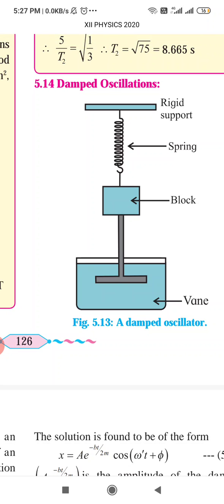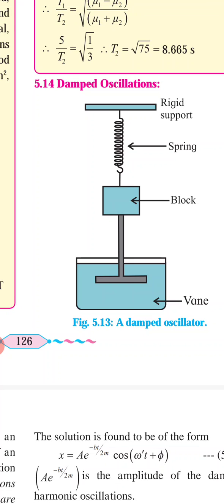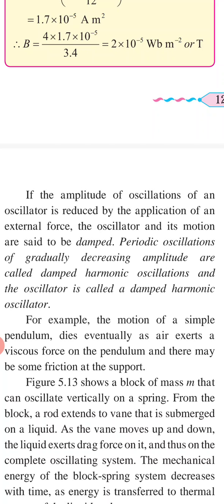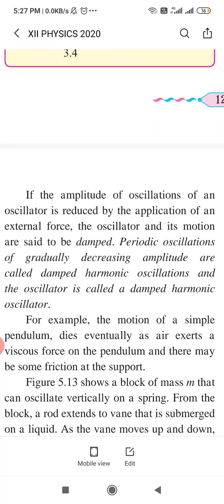So this is the rigid support, spring, block and vane. That is a damped oscillator. Now if the amplitude of oscillation of an oscillator is reduced by the application of an external force, the oscillator and its motion are said to be damped oscillation. This is nothing but your damped oscillation. An oscillator whose amplitude gradually decreases is called a damped harmonic oscillator.